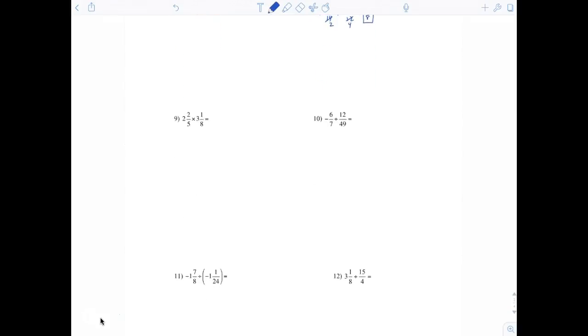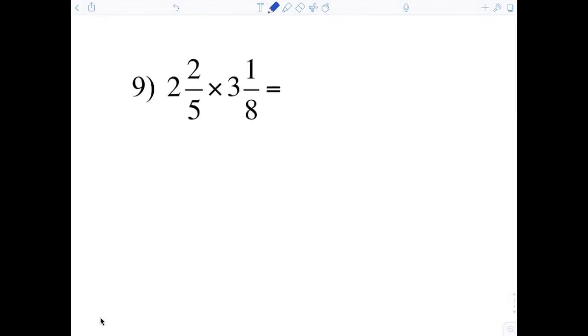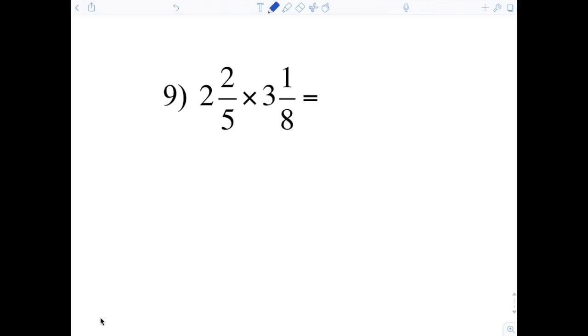Let's check out number 9. All right, so for question number 9, we have 2 problems here. The main one is that we have both of them as mixed fractions. So let's convert those to improper fractions. So 2 and 2/5 converts to what, please? 12 over, nice, times 25 over 8. I'm liking that.